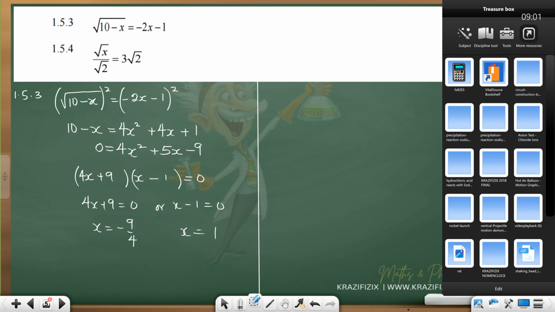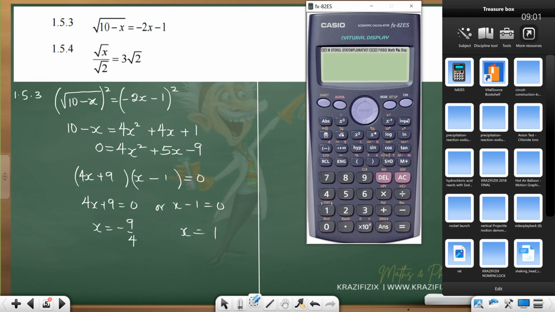We need to test. Let's go for the left-hand side quickly. If I use my calculator, 10 minus, what is x? Negative 9 over 4. Let's see what we are going to get for the left-hand side. All right. The left-hand side is giving us 7 over 2. Keep that at the back of your mind. Let's go to the right-hand side. Negative 2, negative 9 over 4. I hope you remember the answer we got earlier. Minus 1. Oh, 7 over 2 on the left, 7 over 2 on the right.